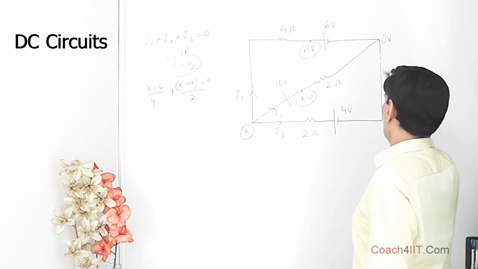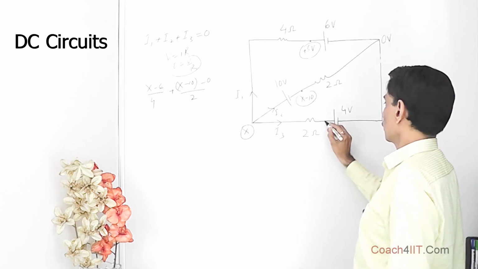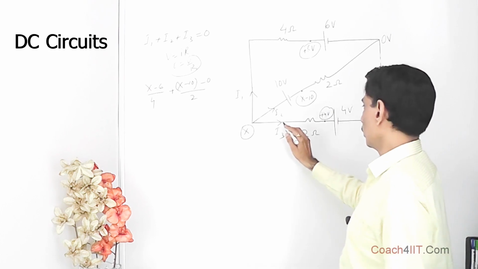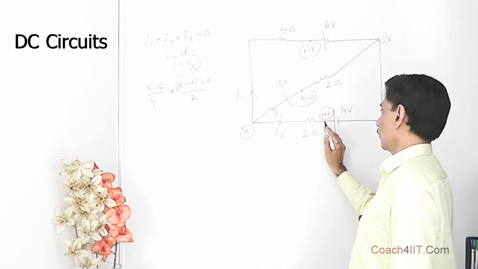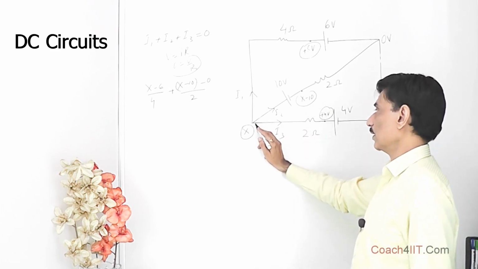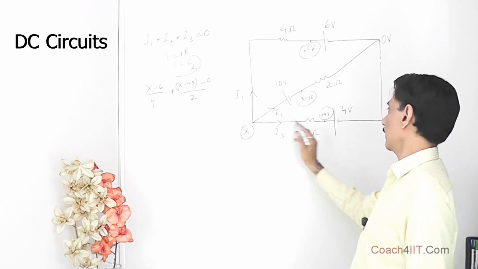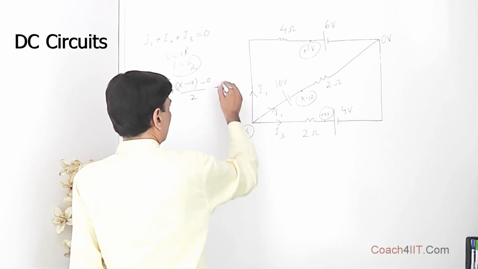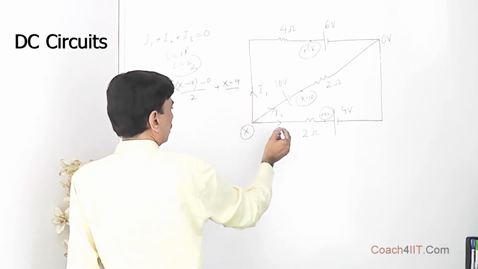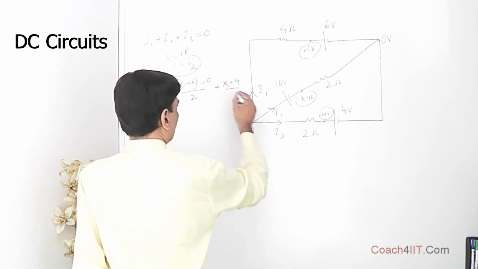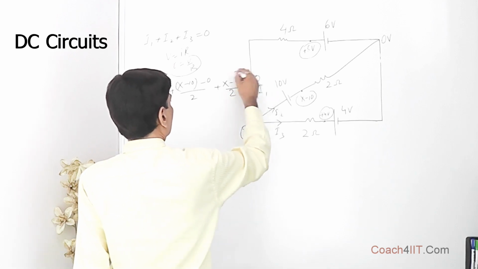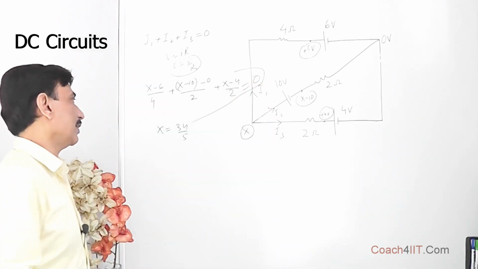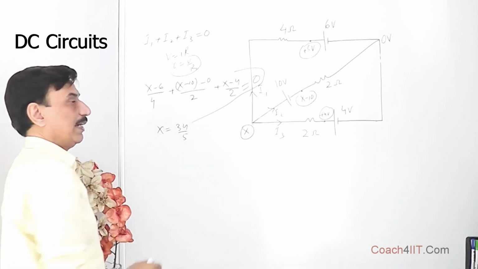So if this is at 0 volt, this is also at 0 volt, so this is at plus 4 volt. Now looking at both ends of the resistor, one is at plus 4 volt, the other is at X volt, and we have taken the current in this direction, so X is greater than 4. So the value of I3 is X minus 4 divided by 2. Once you solve it, you will get the value of X as 34 by 5 volt.